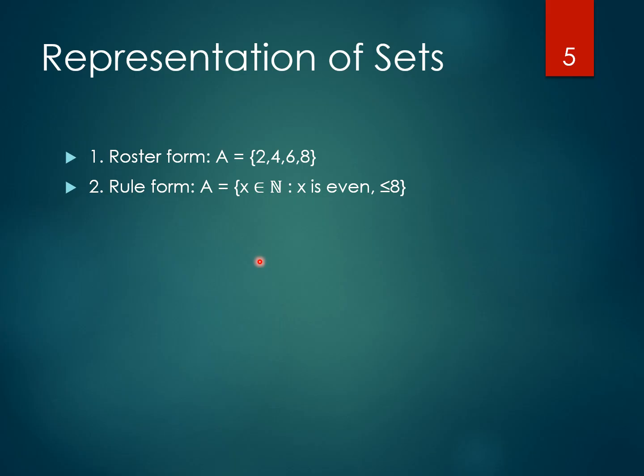Now, representation of sets. Sets can be represented in two forms: roster form, where we simply list the elements, like A is equal to {2, 4, 6, 8}, and rule form, also called set builder form, where we describe the property, like A is equal to {x belongs to natural numbers such that x is even and x is less than or equal to 8}. Roster form is useful for small sets, while rule form is useful for large or infinite sets.